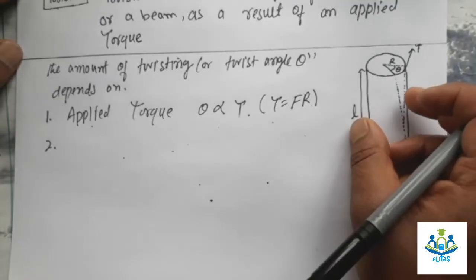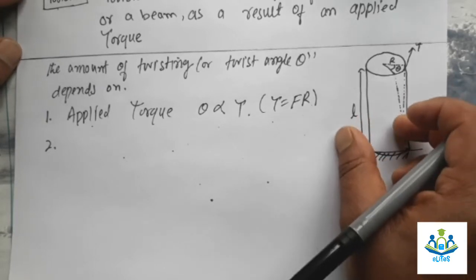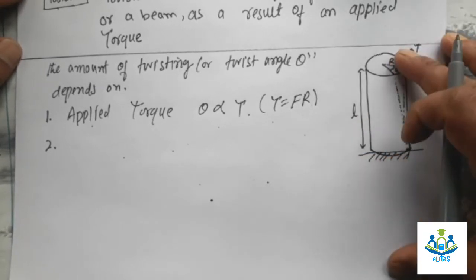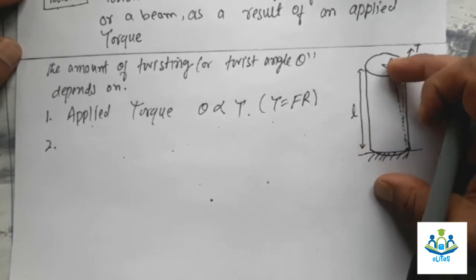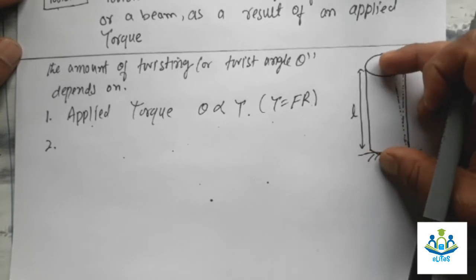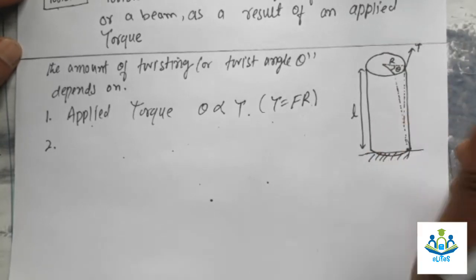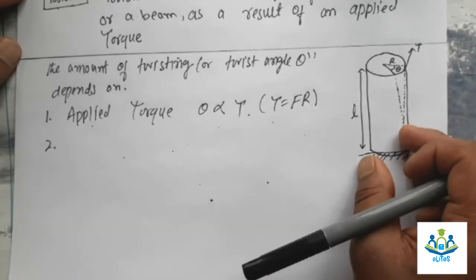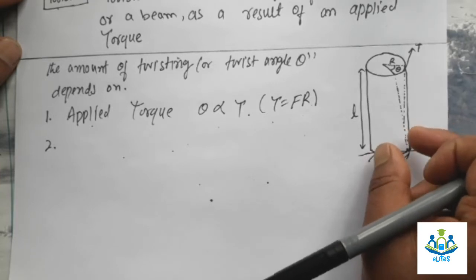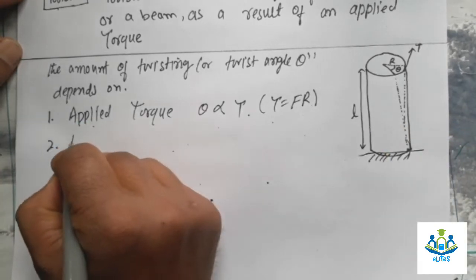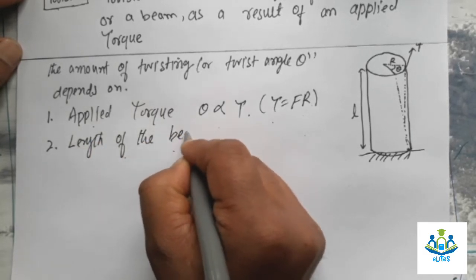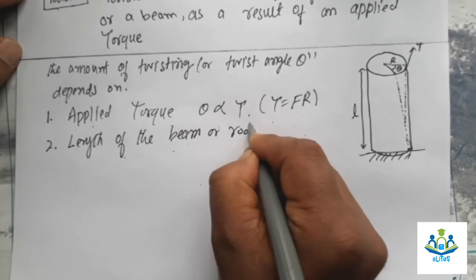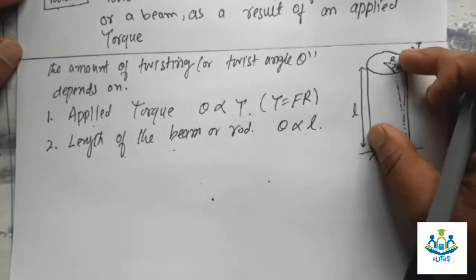Number second, this angle of twist depends upon the length of the rod or the beam. When it has larger length, it is easy to twist, but when it has shorter length, it is not easy to twist. More the length of this wire, more easily it can be twisted. So this angle of twist depends upon the length of the beam or rod. So it is proportional to L.